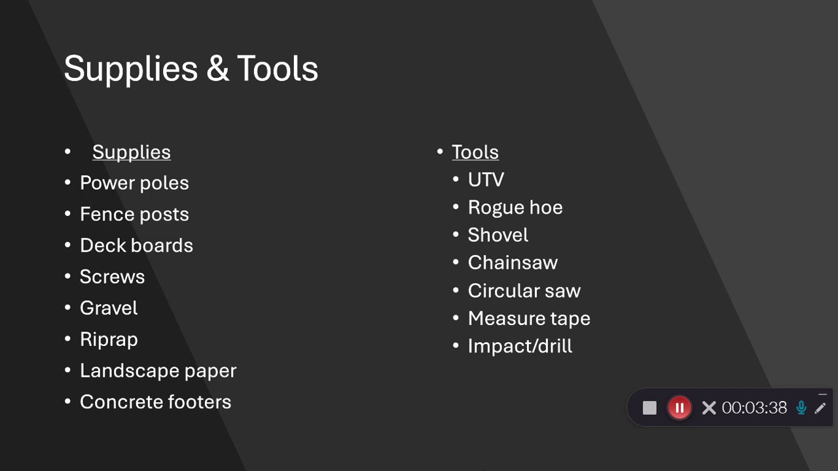In terms of tools, most of the tools that we used were hand tools, but we did use a UTV to move equipment down to the site a handful of times. Most of our hand tools were road hoes, shovels, a chainsaw, a circular saw, measuring tape, and some impacts.